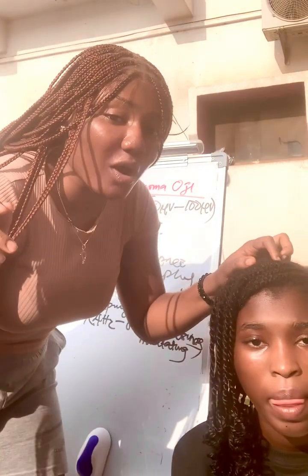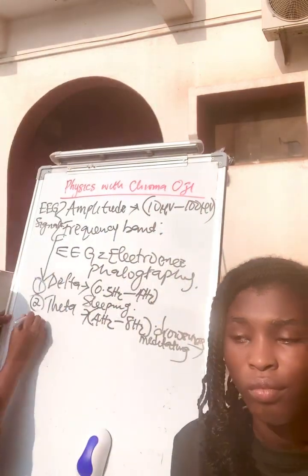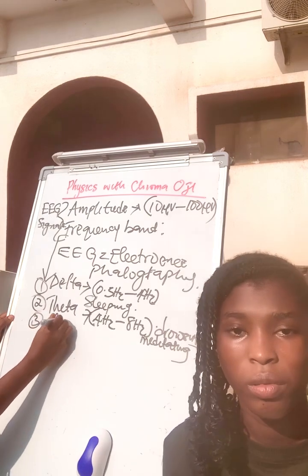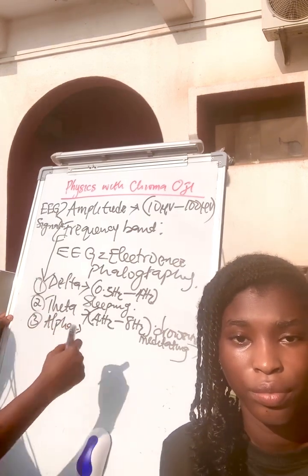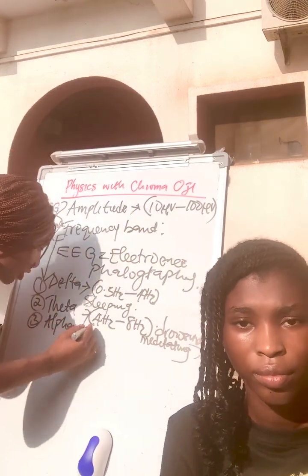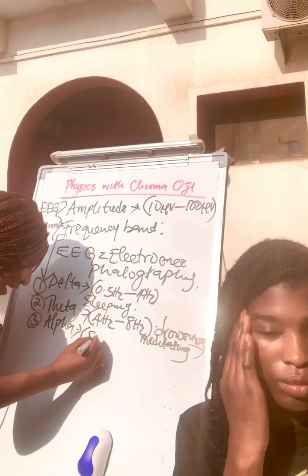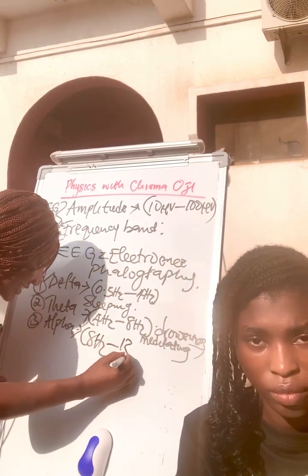Now let's go to the what? The alpha state. In the alpha state, your frequency is between 8 Hz to 13 Hz.